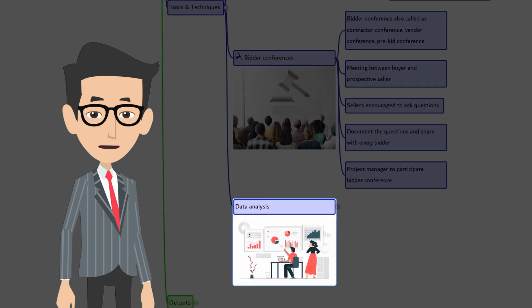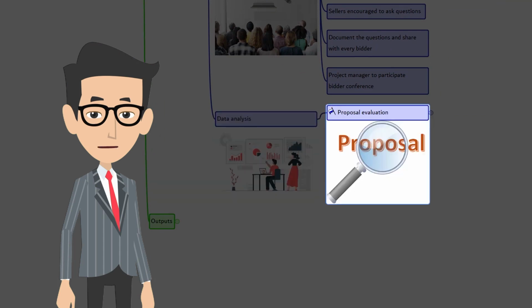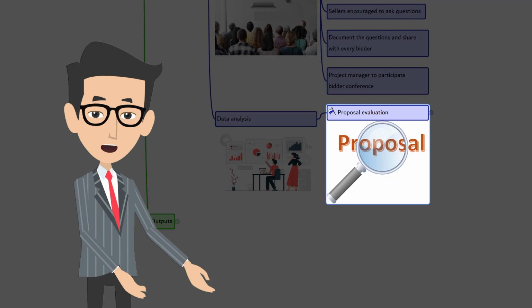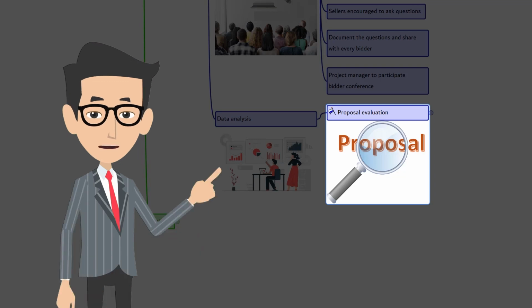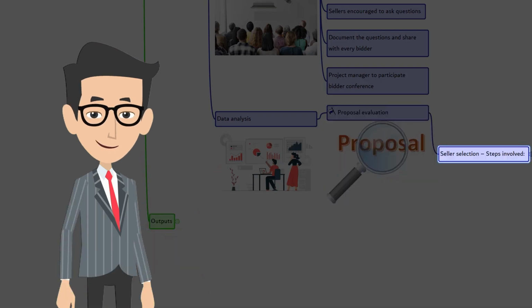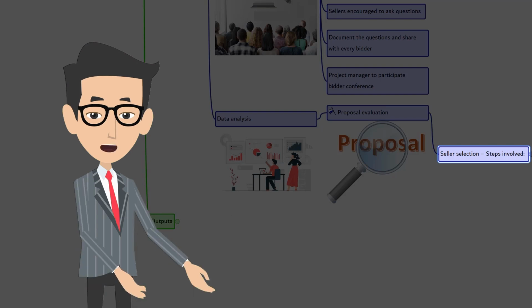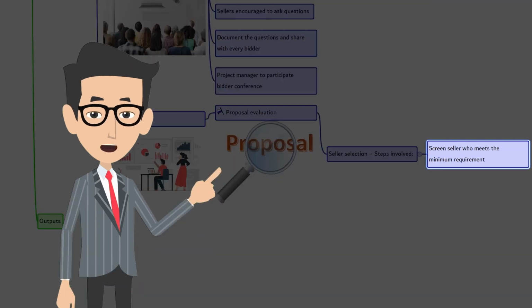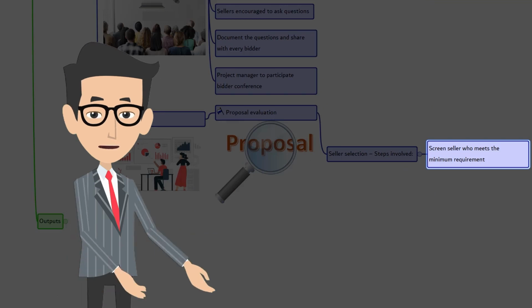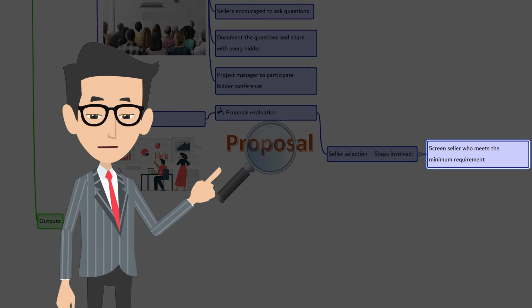The next one is data analysis. Here it's proposal evaluation. Proposal evaluation is all about evaluating the documents for their completeness. The documents could be the procurement statement of work, source selection criteria, bid documents, or other documents that are part of the bid package. Let's look at the steps involved in seller selection. After receiving the proposals from the sellers, the buyer screens them to eliminate sellers who do not meet the minimum requirements of the source selection criteria.